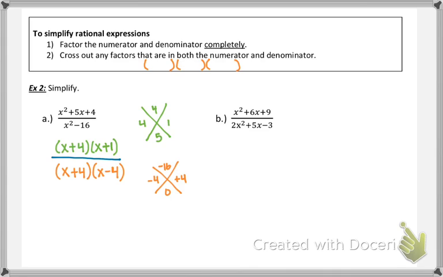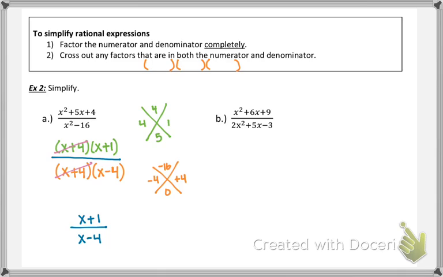Okay, so notice that each factor has a parentheses, and we're going to cross out any common factors. So in this case, I have x plus 4 and x plus 4 in common from the numerator and denominator. I'm going to cross them out, and my final answer is x plus 1 over x minus 4.